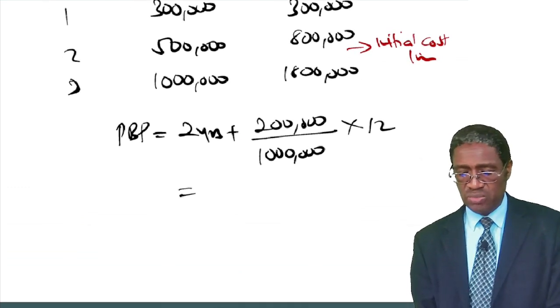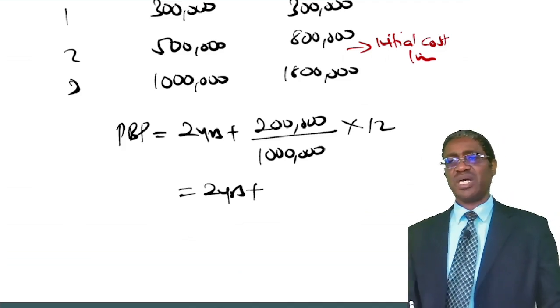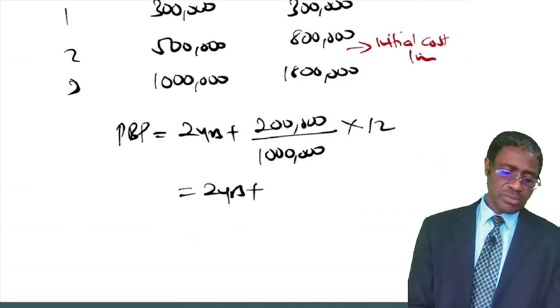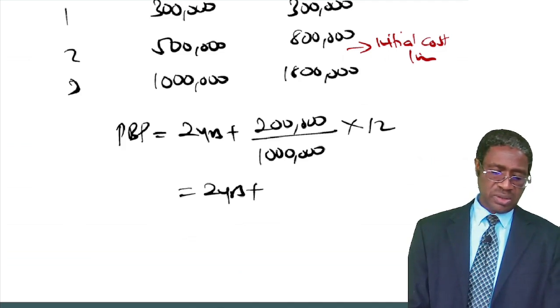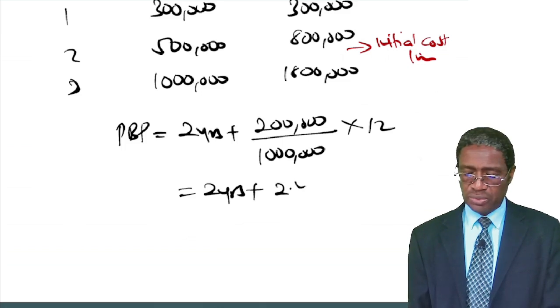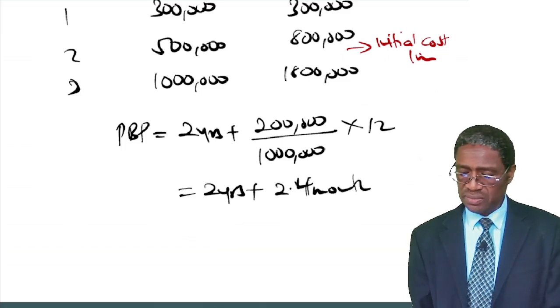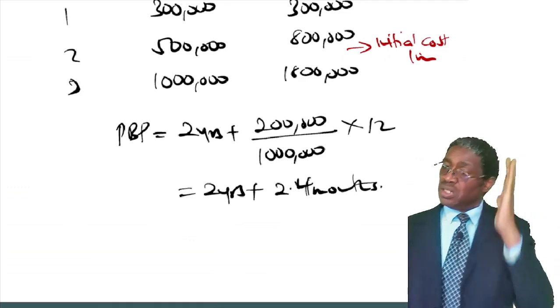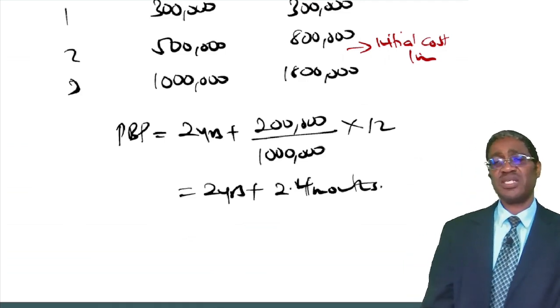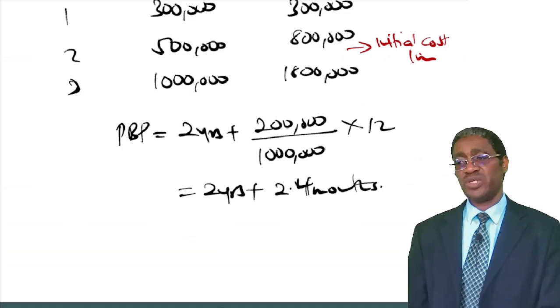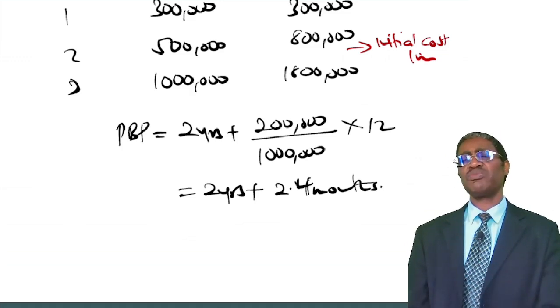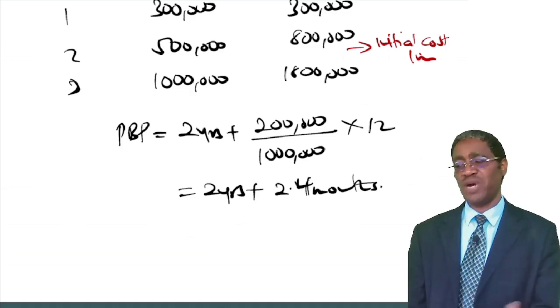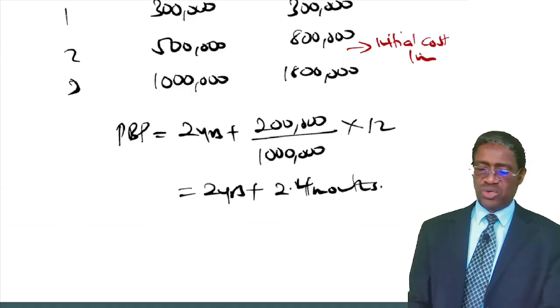Good. This will be 2 years plus. Let me calculate the number of months. It is 200,000. I divide that by 1 million. Whatever I get, I multiply that by 12. That gives me 2.4. Let me just call it 2.4 months, or just call it 2 months. Okay, good. So that is the payback period for our project C. It takes me 2 years and 2.4 months. Okay, let's now go to project D.